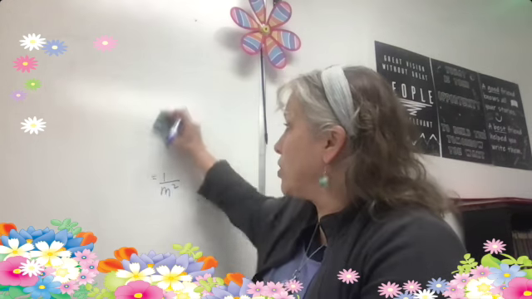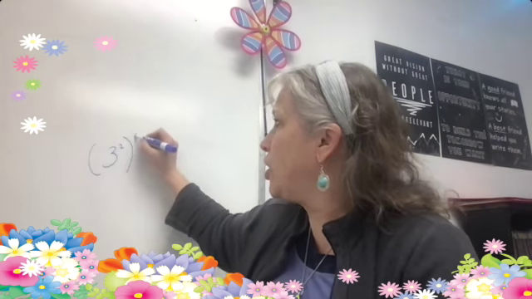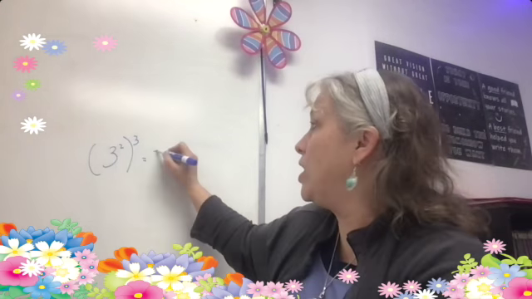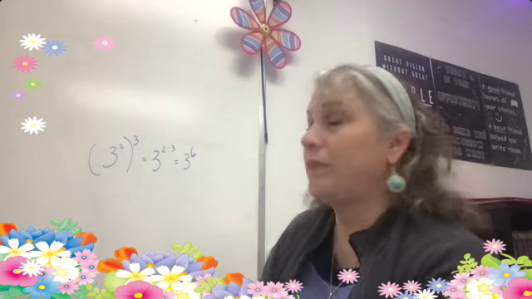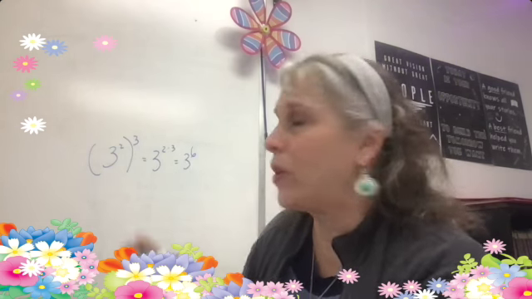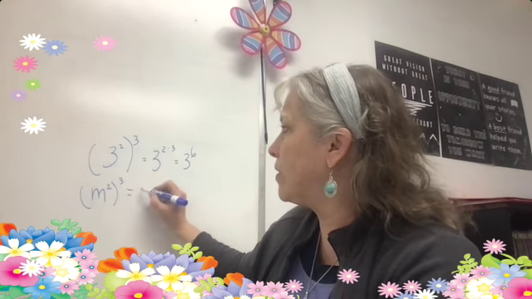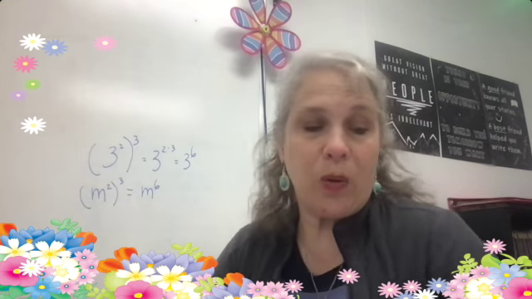The next thing I want to show you is a power of a power. So if I had something like 3 squared cubed, that's interesting. What you're going to do here is you are not going to add the exponents this time. You are going to multiply the exponents. That's called power of a power, and you can also do this with letters. So that's equal to m to the 6th power.